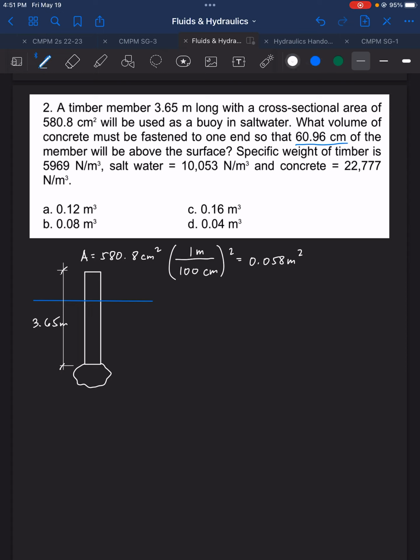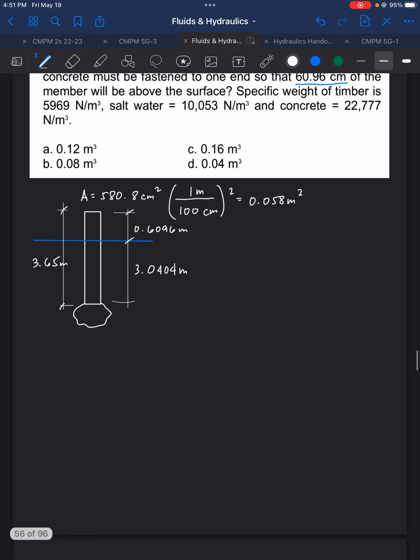So we have 60.96. So that is 60.96 centimeter divided by 100, and that is 0.6096 meter. And if we get here 3.65 minus 0.6096, we have 3.0404 meter.